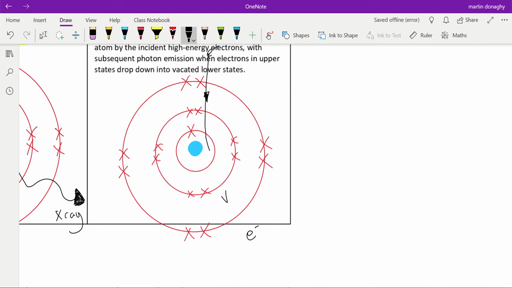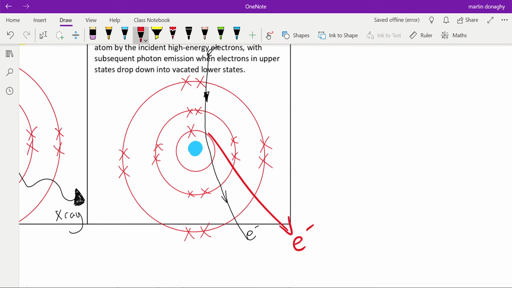So by doing this, we actually knock one of the electrons out. I'll draw it in a different color, but all the electrons are the same. It can eject an electron from one of the inner shells. I mean, it can do it from any of the shells, but it only will generate an X-ray if it does it from one of the inner shells.